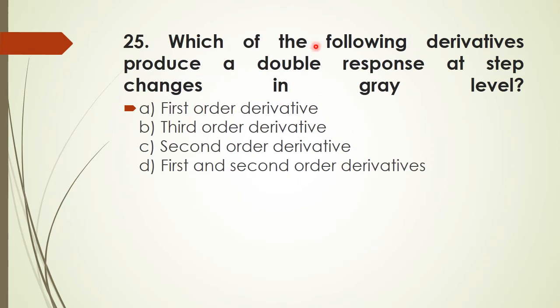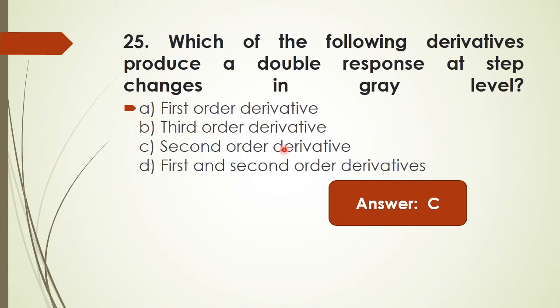Next question, which of the following derivatives produce a double response at step changes in gray level? Option A, first order derivative. Option B, third order derivative. Option C, second order derivative. Option D, first and second order derivatives. The correct answer is second order derivative.